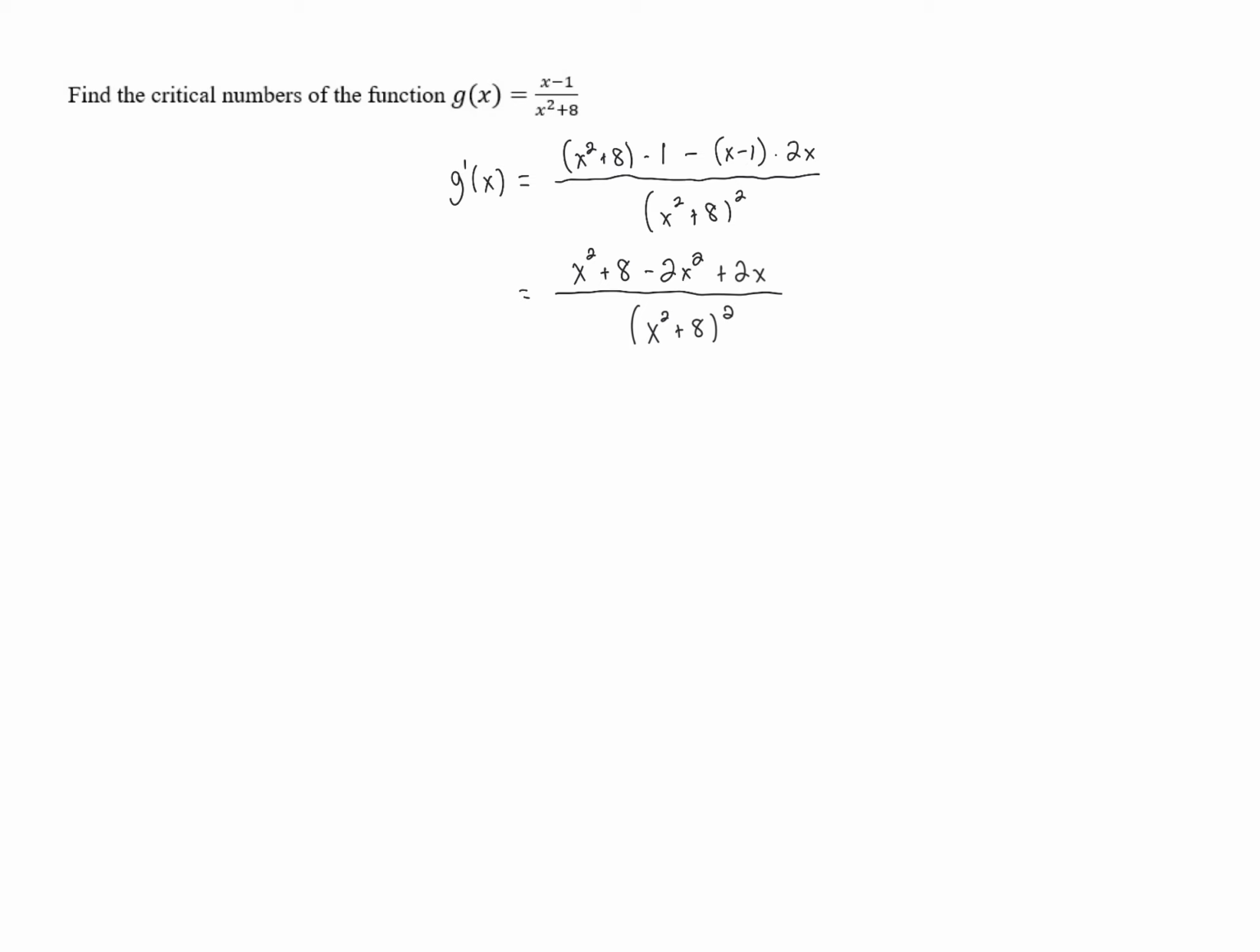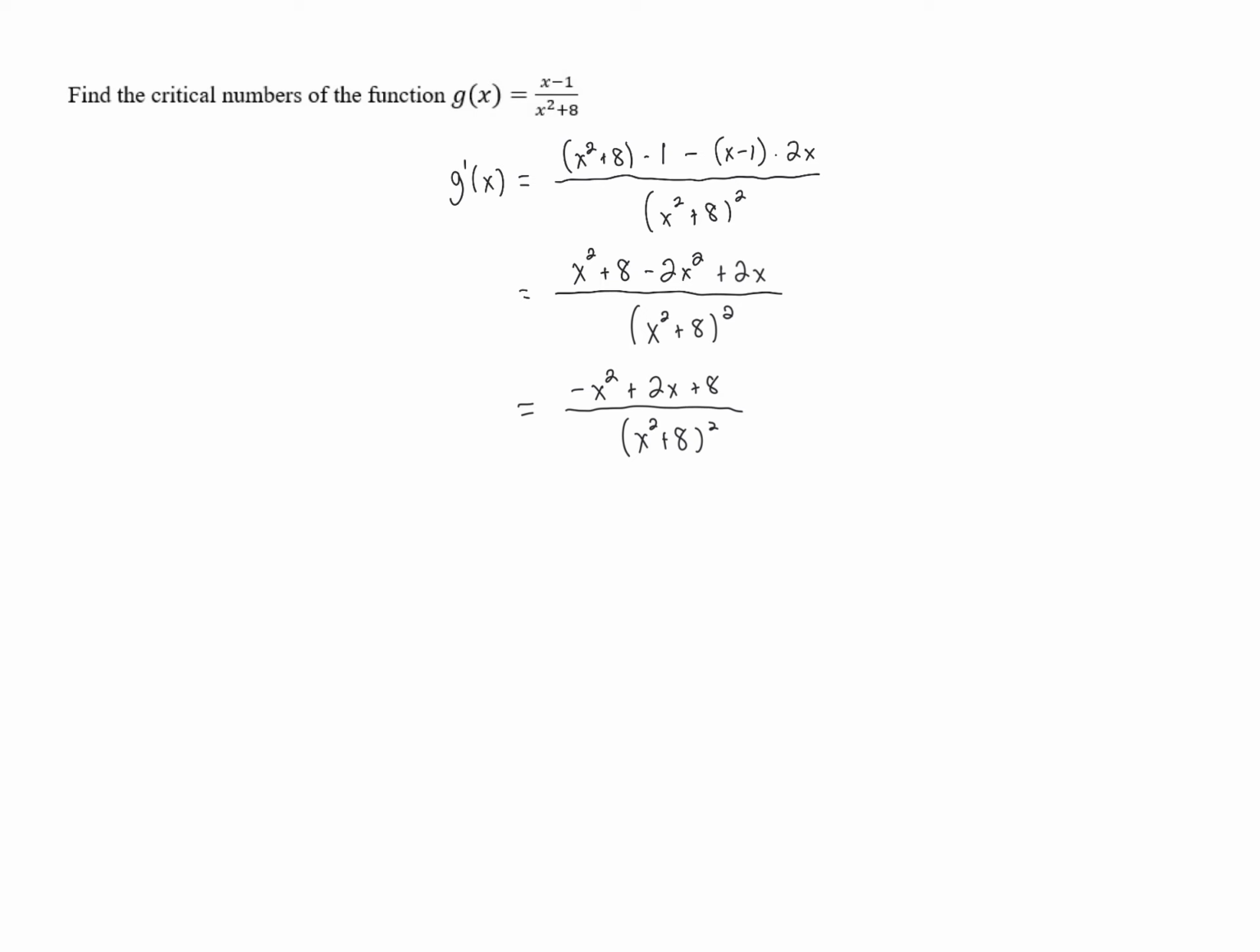Now, if we combine like terms in the numerator, x squared minus 2x squared is negative x squared. And then we've got plus 2x plus 8, all over x squared plus 8, quantity squared. And we want to know when this is either equal to 0 or undefined.